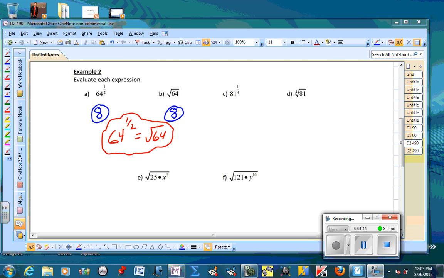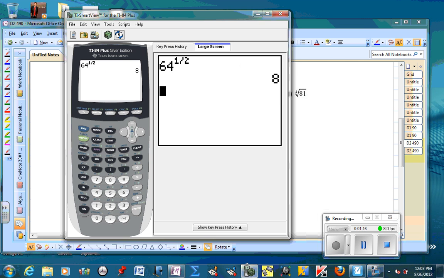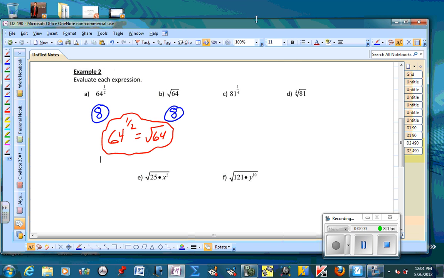Now let's take a look at part C. Once again, we can explore this using our calculator. We want to find 81 raised to the 1/4 power. So we'll press 81 caret and now 1/4. You see, our value is 3. So 81 to the 1/4 power is 3.